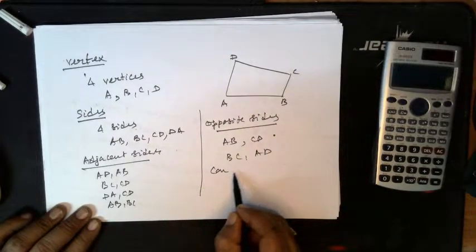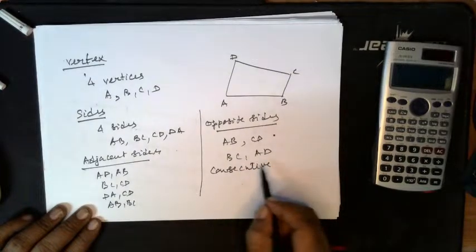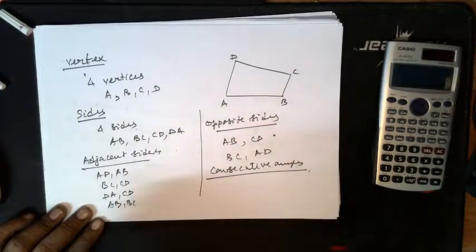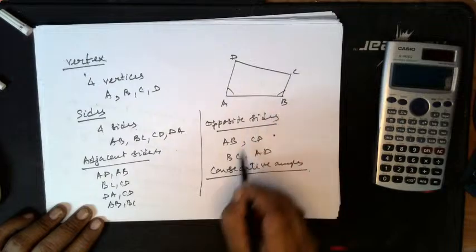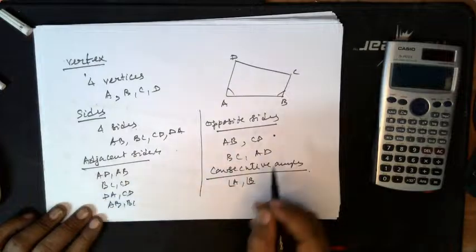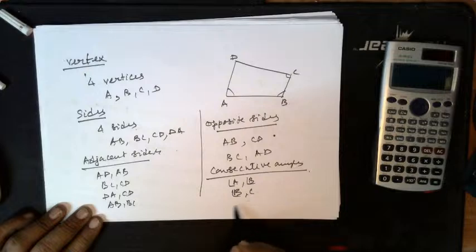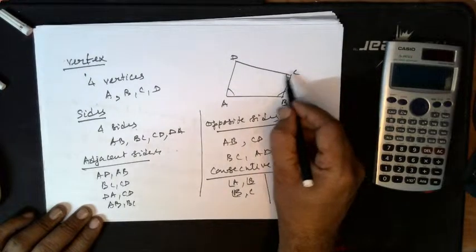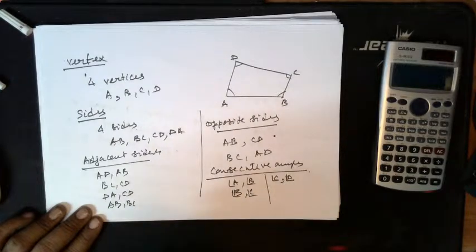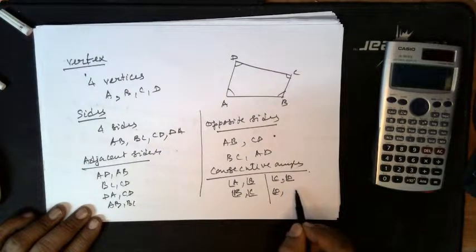Similarly, consecutive angles. Consecutive angles means next to that. For example, angle A and angle B are consecutive. Similarly, angle B, angle C, they are consecutive. Similarly, angle C, angle D. Similarly, angle D and angle A. Do you understand? Consecutive means next to next.